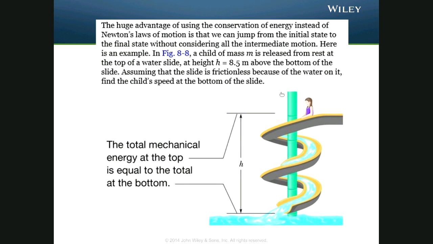Here's an example. A child of mass m is released from rest at the top of a water slide at a height of 8.5 meters. So we know that we have the height. Assuming that the slide is frictionless, which is a pretty good assumption if you've ever been on a water slide because there's water on it, find the child's speed at the bottom of the slide.